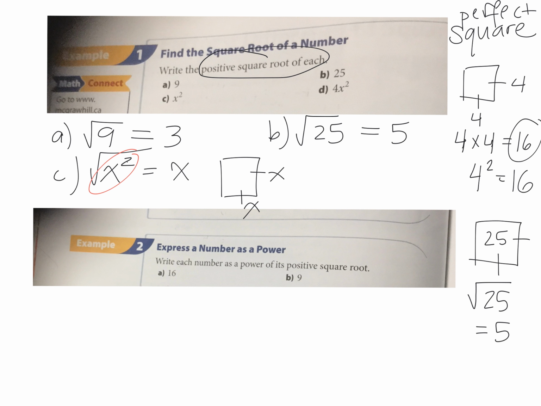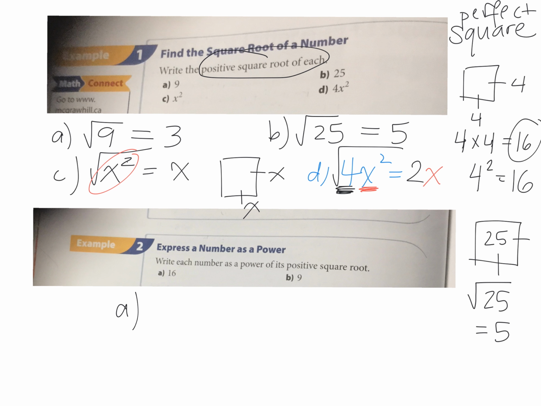Now look at D. D is a little bit different. 4x squared. So we look at the numerical part. What is the square root of 4? What is the square root of x squared? X. So the square root of 4x squared would be 2x. Okay, does that make sense? We had 2 more to finish.